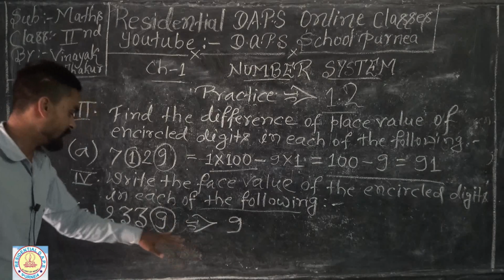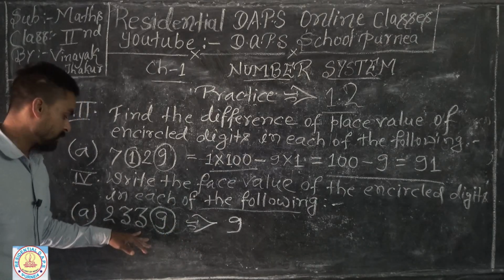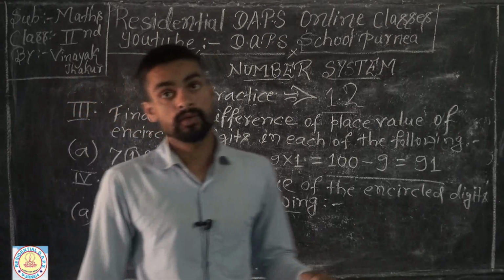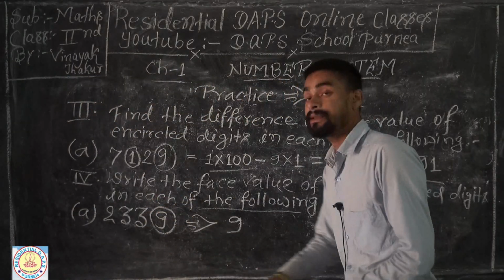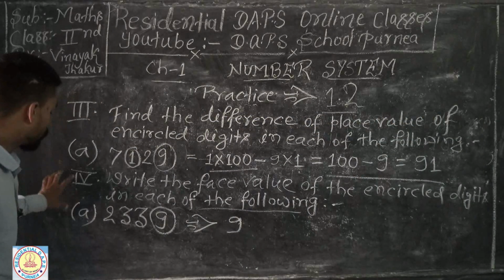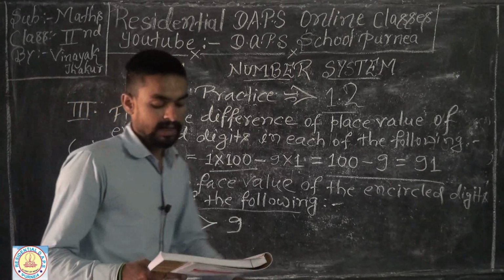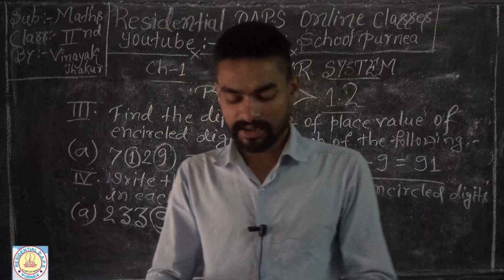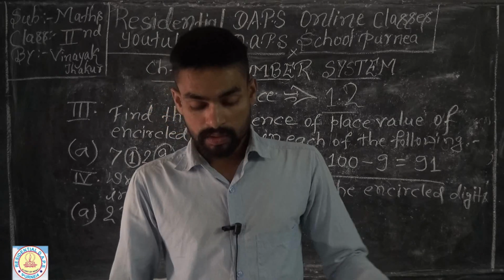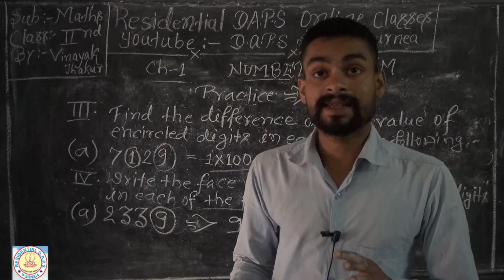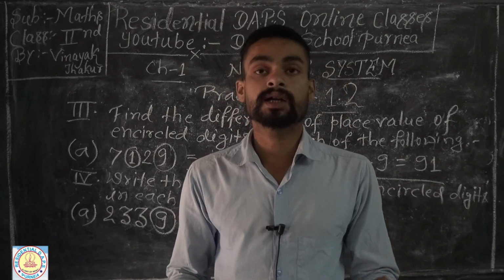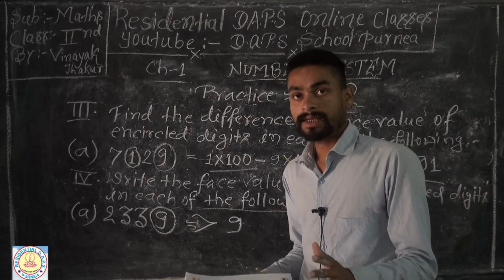Guys, if we have to find out the face value of 3, then we could do the same thing with that number. So this is your question number 4, first question, and you need to solve your practice set 1.2 completely. In your practice set 1.2, you must solve questions 1, 2, 3 and 4 properly and consciously.